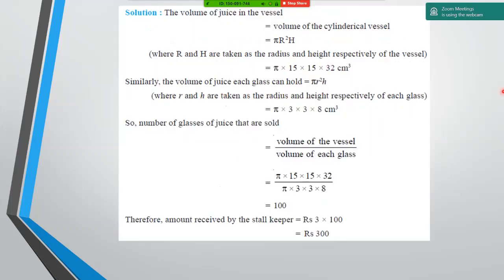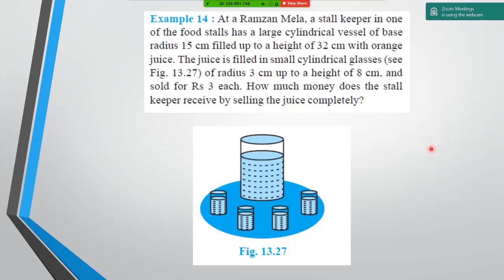All those who have not done, finish it off. Ma'am, in the PDF file, it says 15 rupees per glass. Sorry? In the PDF file, it's 15 rupees per glass. I can't hear one of you speak. Ma'am, in the PDF file, it says 15 rupees per glass. No, in the textbook, it is 3 rupees per glass.